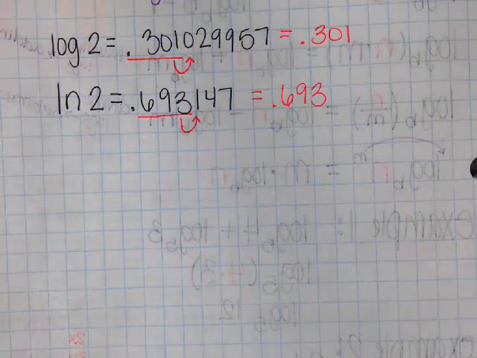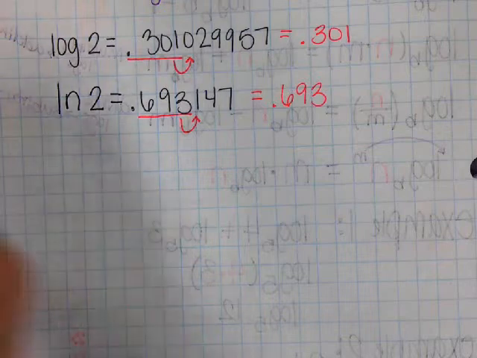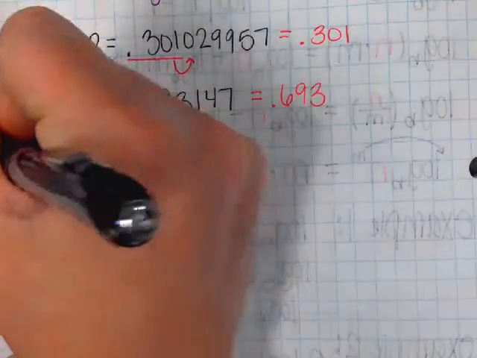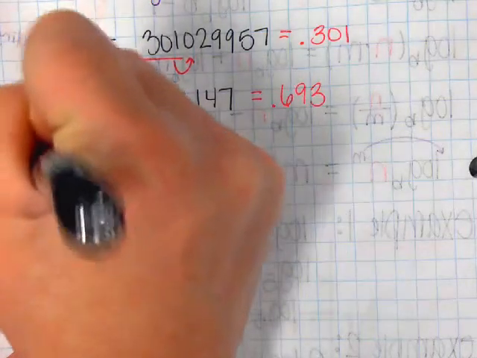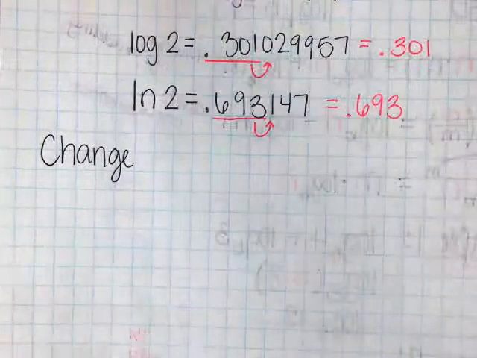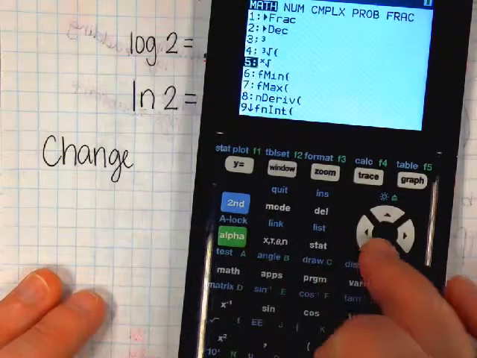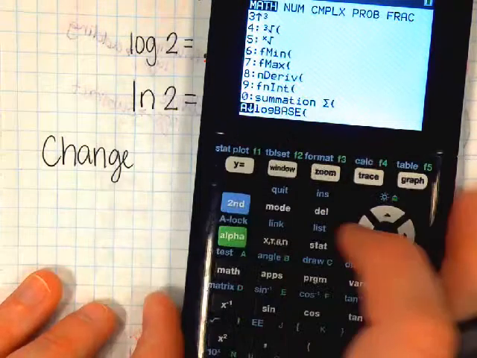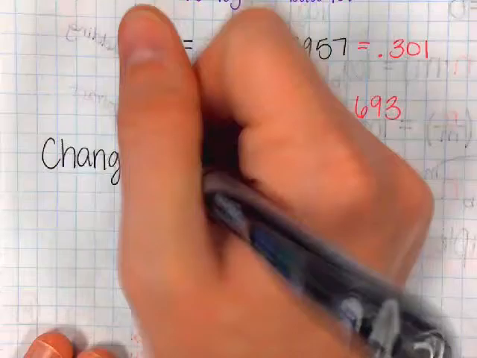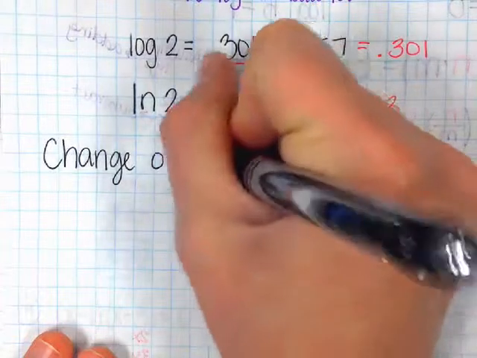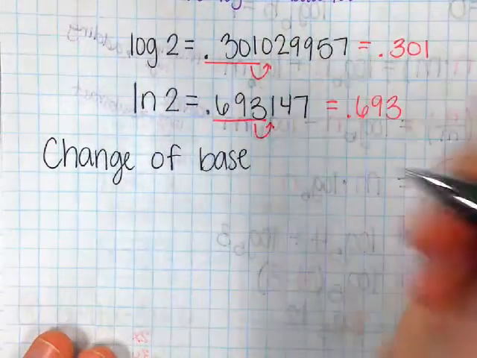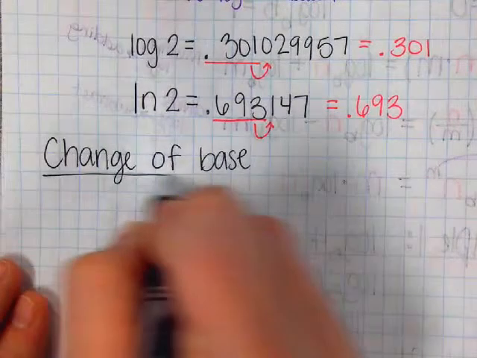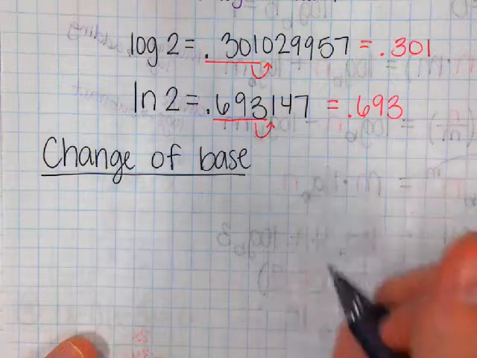Now, if your calculator does have a different base, we have what's called the change of base formula. The reason we have that is some calculators don't have that feature. So if you hit math on these calculators and go down, you have the log base where you can change the base. Some calculators don't have that. And you need to know the equivalent form of a log.